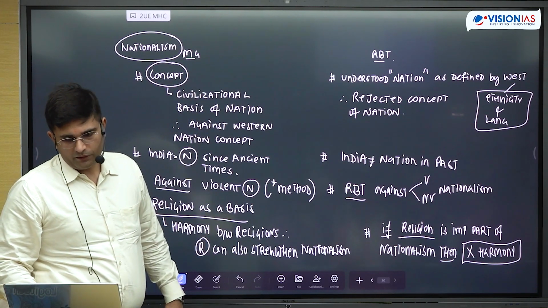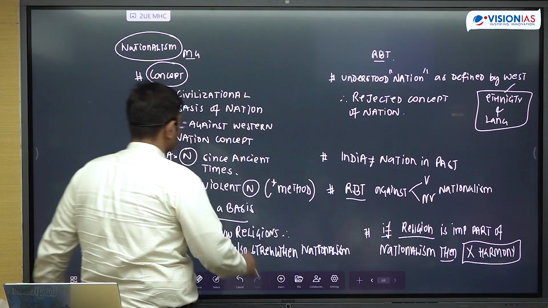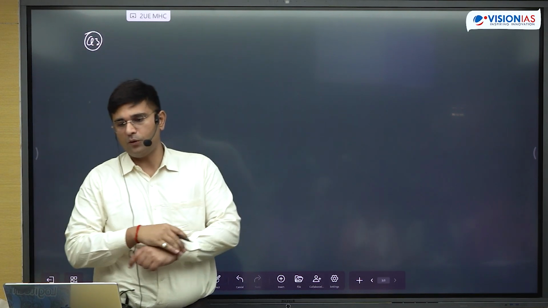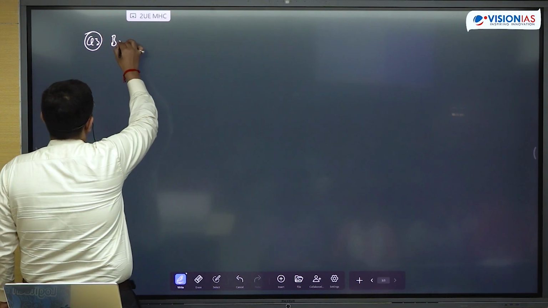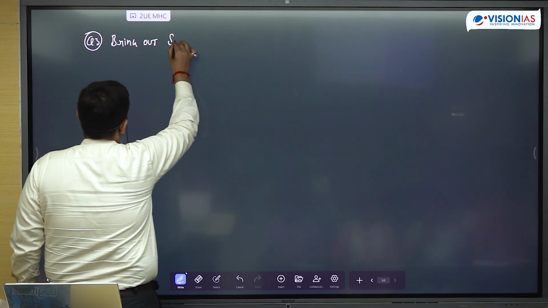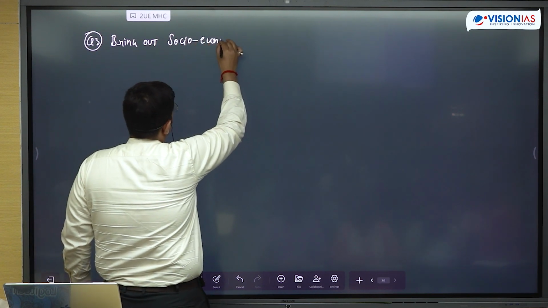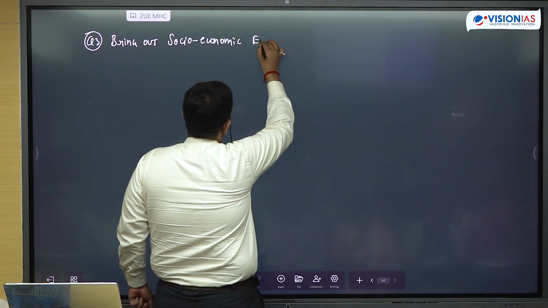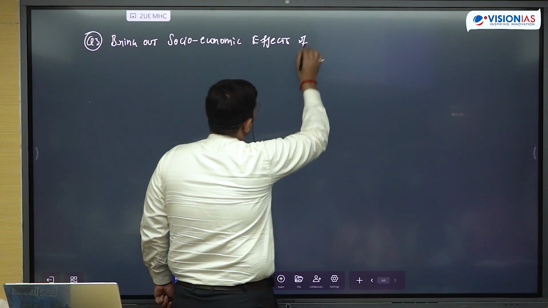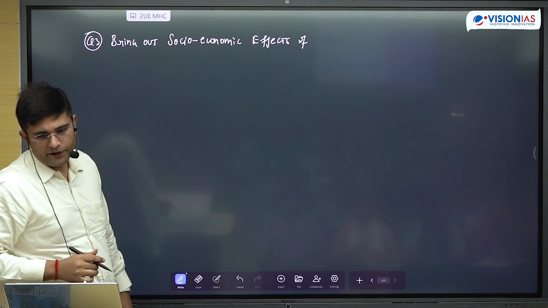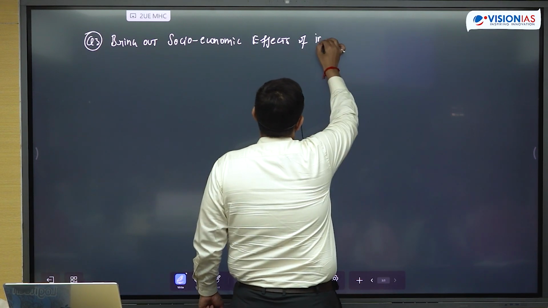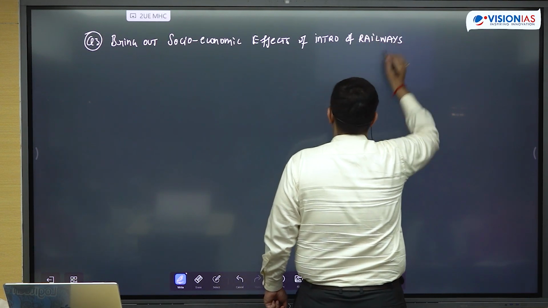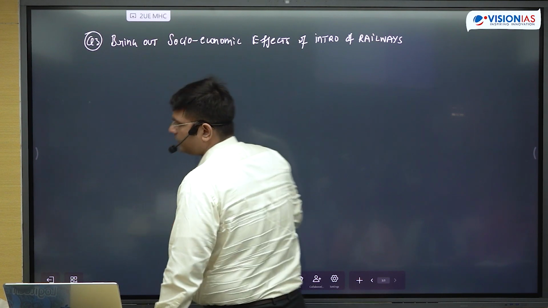Next question that we have is question number 3. Question number 3 says, bring out socio-economic effects of the introduction of railways in different countries of the world.